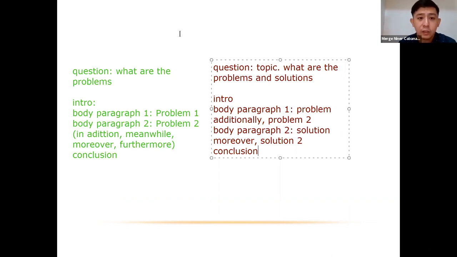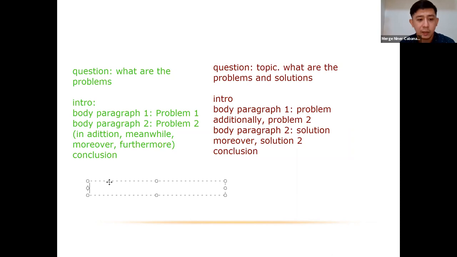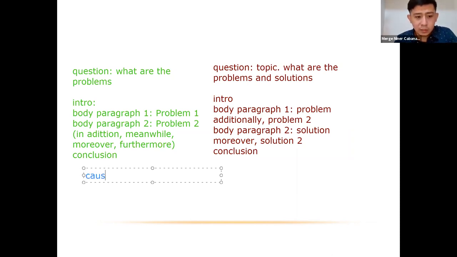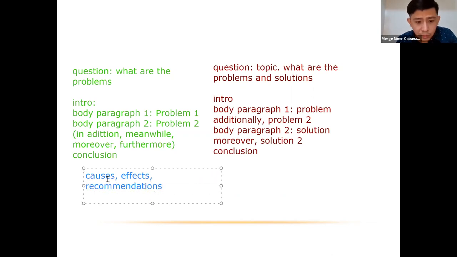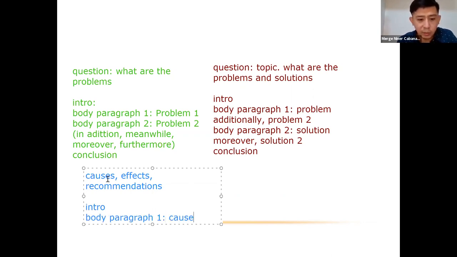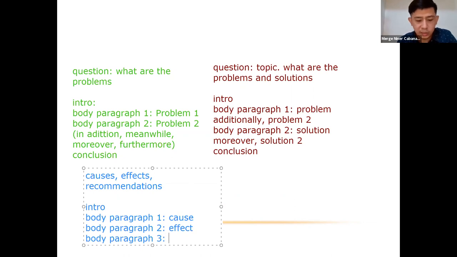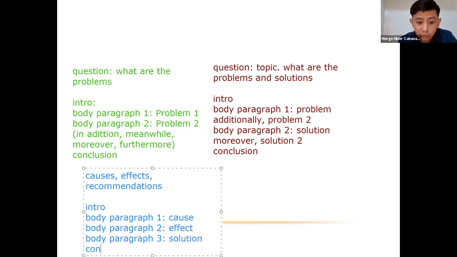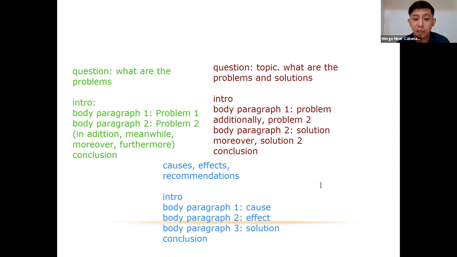4-4. Now, what if your question is like this? I will use the blue one, leading to the eyes. Your question is causes, effects, and then recommendation. So you will have your intro, you will have your body paragraph one, which is the cause, and then body paragraph two, which is the effect, and then you have your body paragraph three, which is the solution to the problem. And then conclusion, which I'm going to talk about later. So that makes it a total of five. So that's how we can differentiate the three types of essay writing for this, okay?